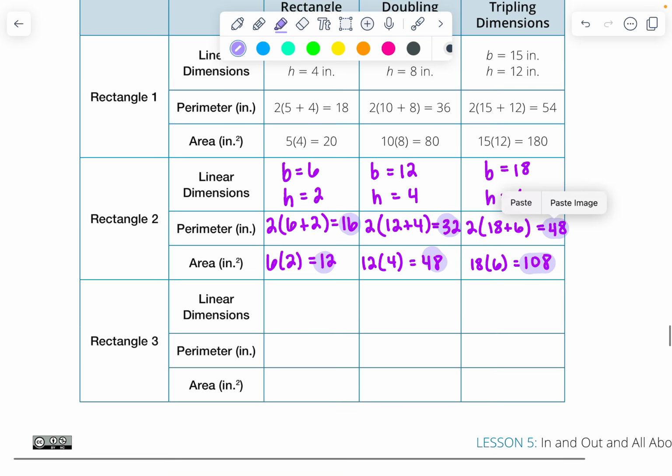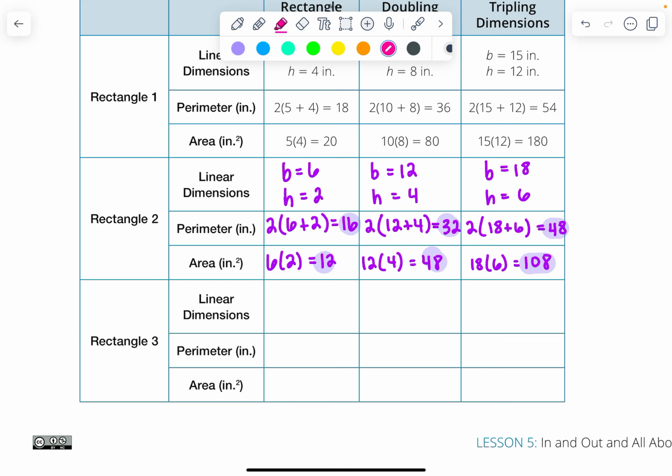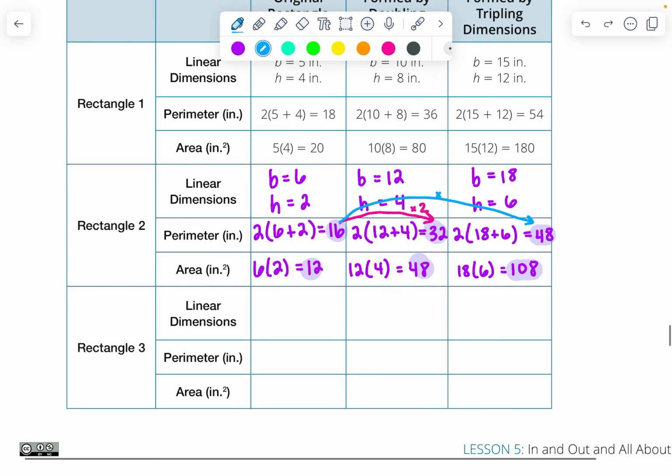So if we just look at the pattern here, we can see that the perimeter doubles. From 16 to 32, that doubled. And then from 16 to 48, that tripled. So this was times 2, and this was times 3. 16 times 3 is 48.